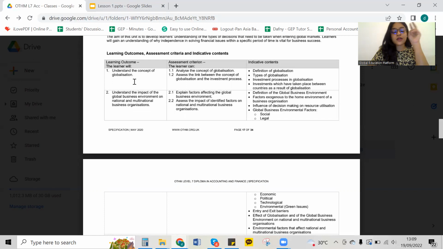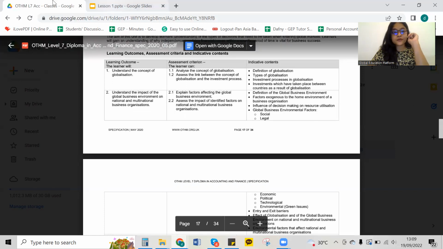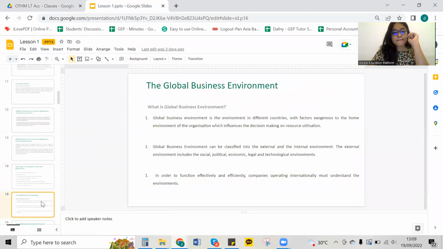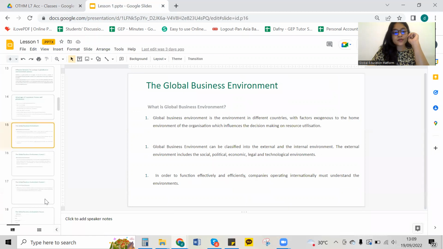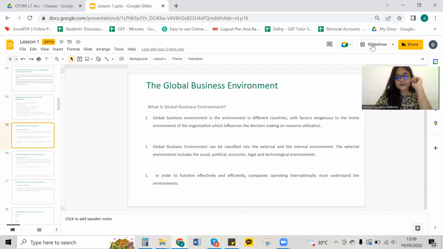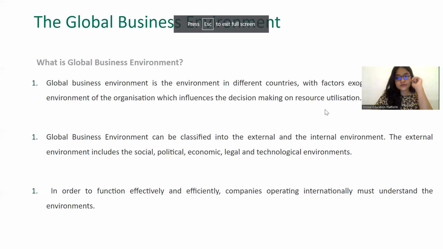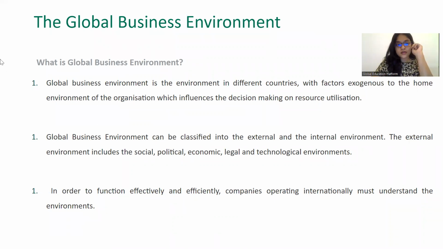Right. Now let's look at learning outcome 2. Okay. So it will be about global business environment. Right. So that is about the global business environment.